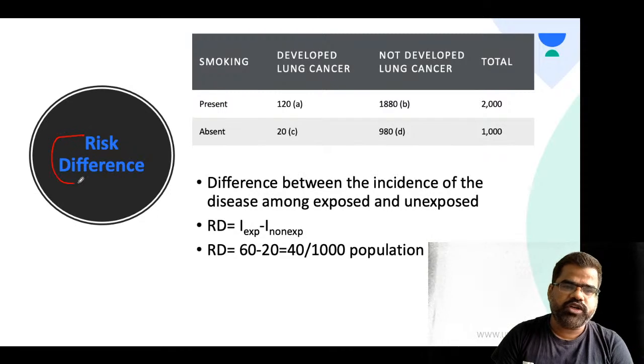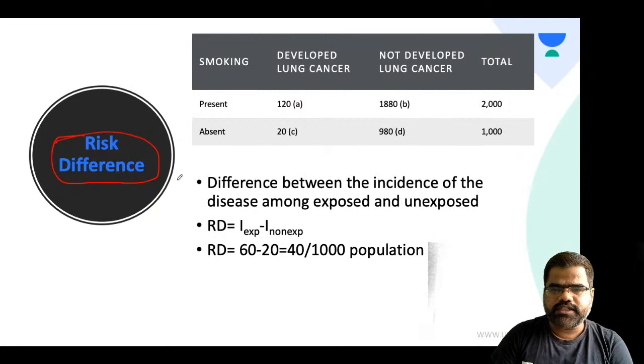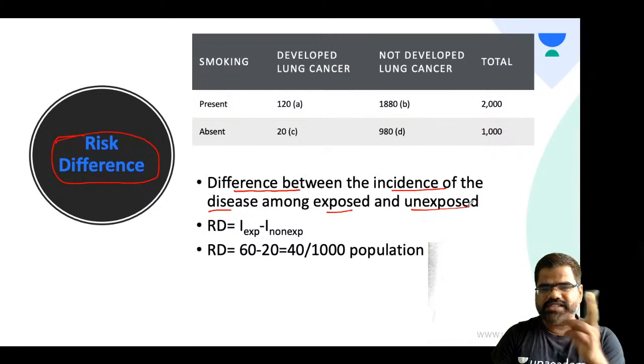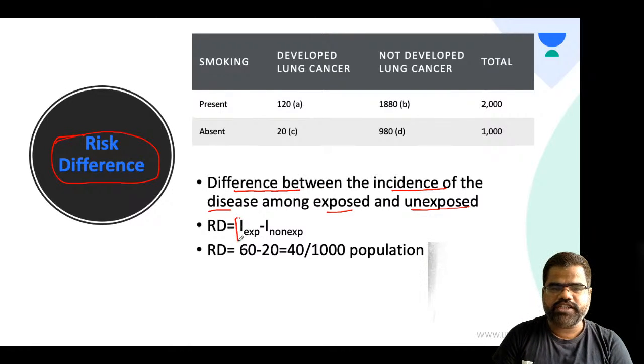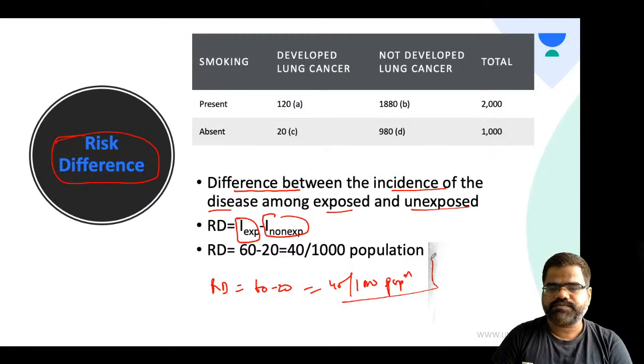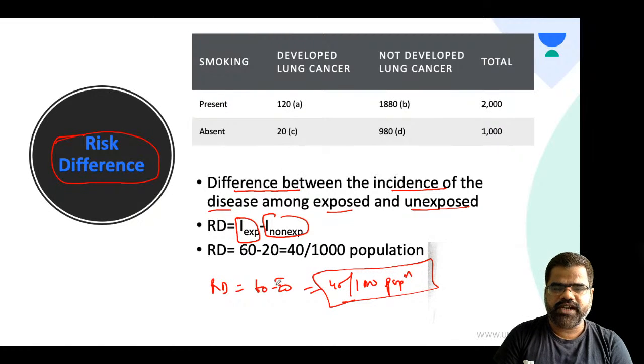Okay. Now we know how incidence is calculated, and we know relative risk. Now can we understand what is risk difference? Risk difference, as the word says, is a difference. So can we say it is the difference between the incidence of the disease among exposed and unexposed? You have incidence in exposed, you have incidence in non-exposed. Can you calculate your risk difference? It will be 60 minus 20, so it becomes 40 per 1000 population. This is my risk difference, right? I've just subtracted the non-exposed incidence from the exposed incidence and I got my risk difference.